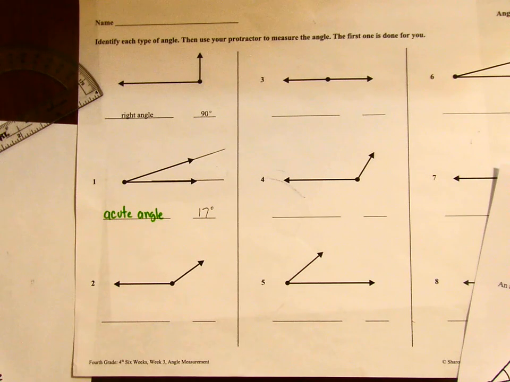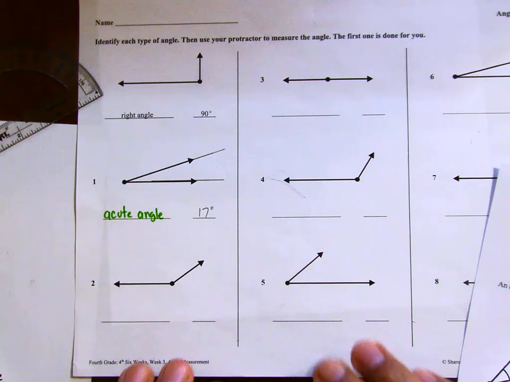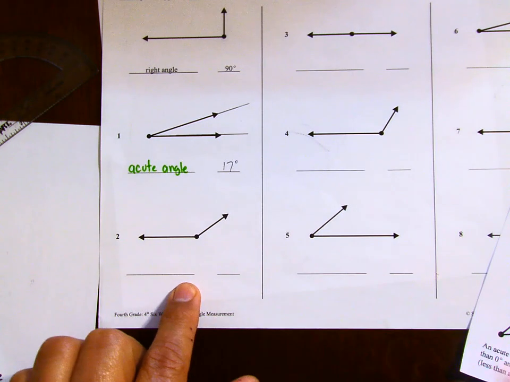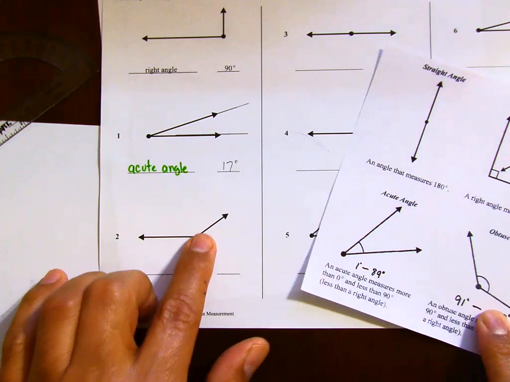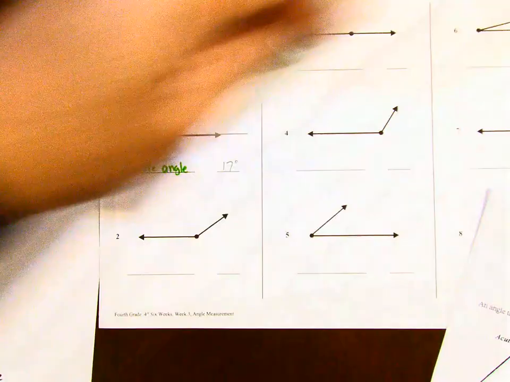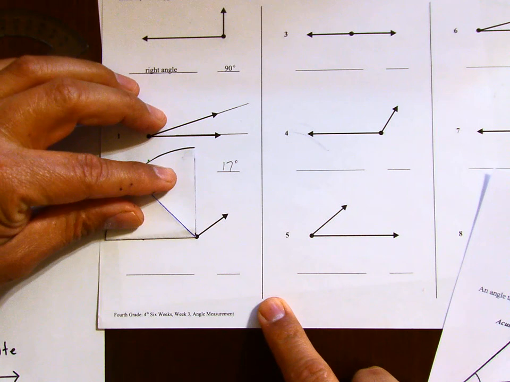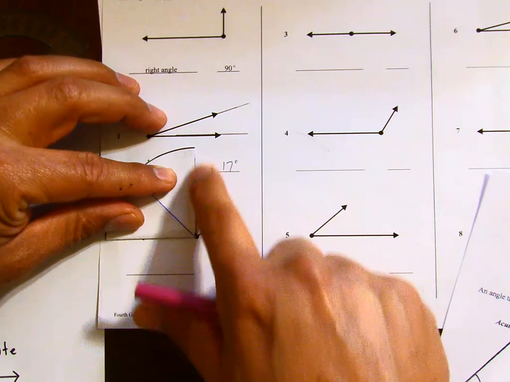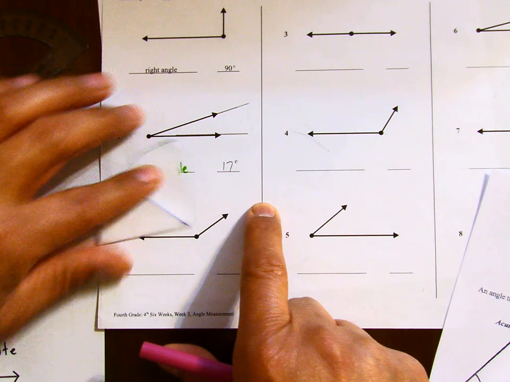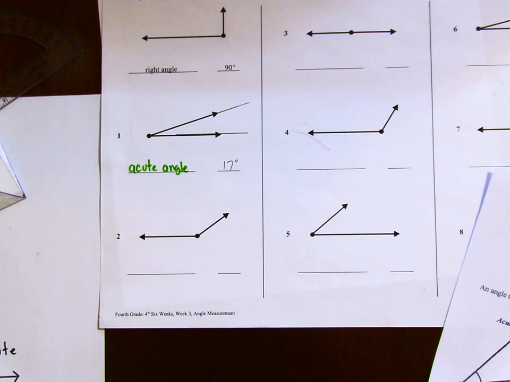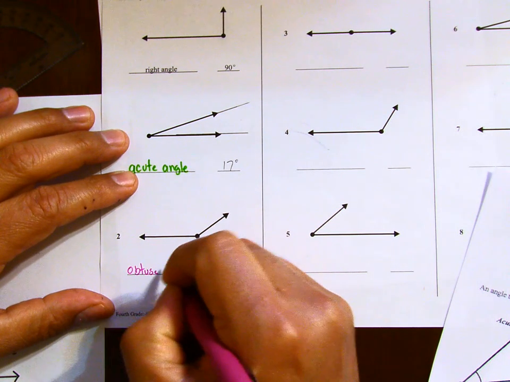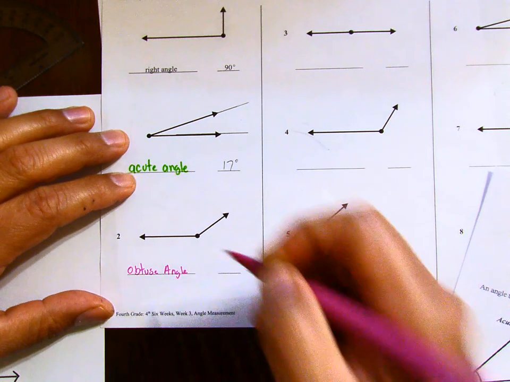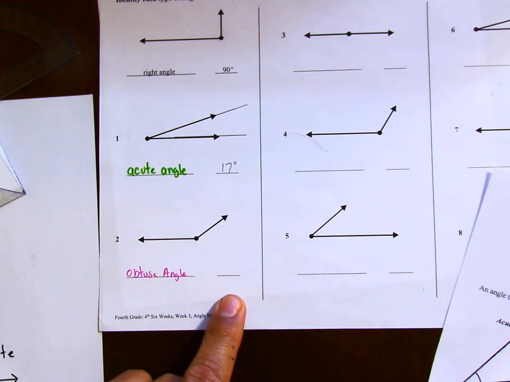So let's look at number 2. Number 2. So first we look at what kind of angle that is. So we look at our angles, looks like an obtuse angle. That's greater than 90 degrees. If I was to put this right here, this is 90 degrees. This is greater than the edge of that angle. So it's greater than 90 degrees. So this is an obtuse angle. So now we need to know the measure of that obtuse angle.